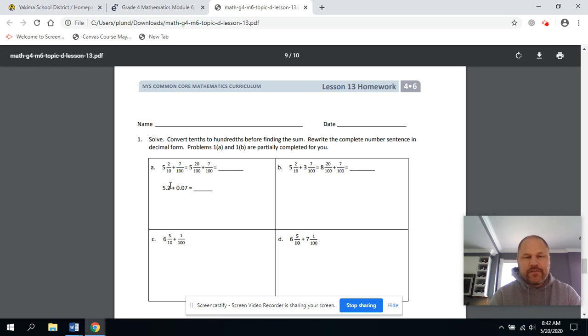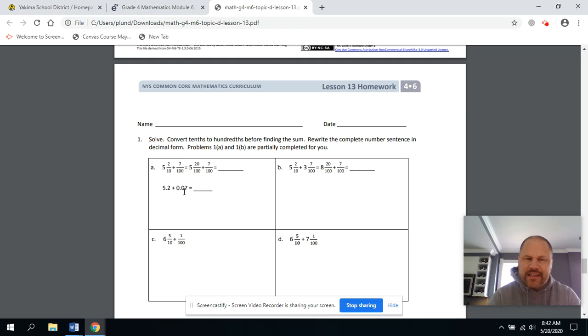Okay. So 5 and 2 tenths plus 7 hundredths. Now, it says to convert tenths to hundredths. So you could just put 5.20 to make it 20 hundredths. You can just do that right away.